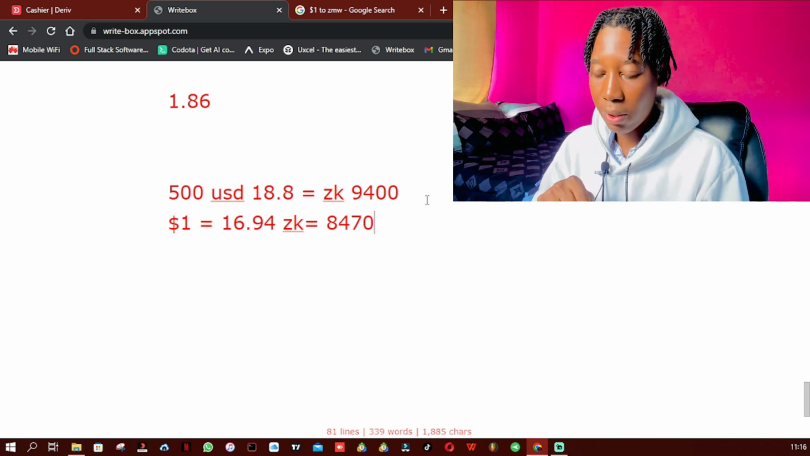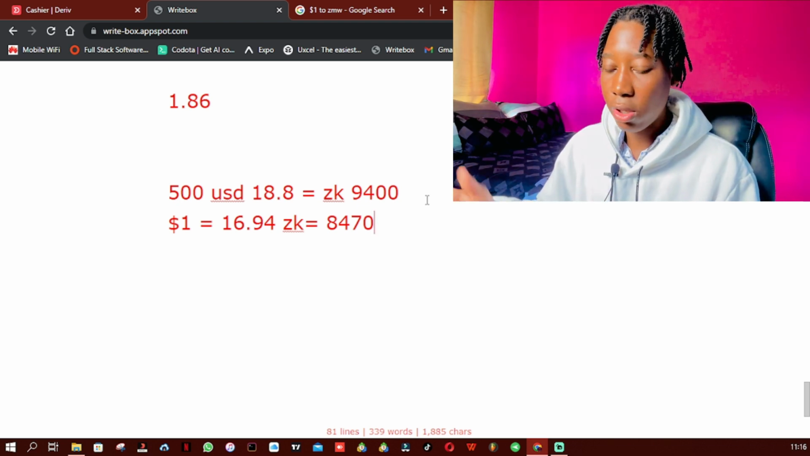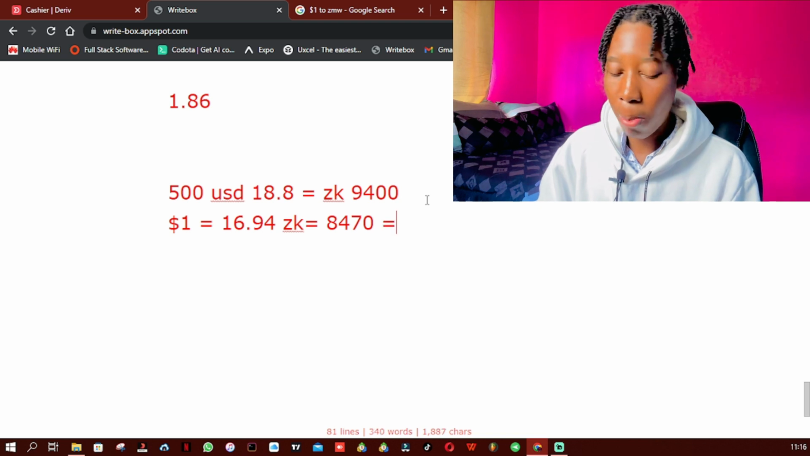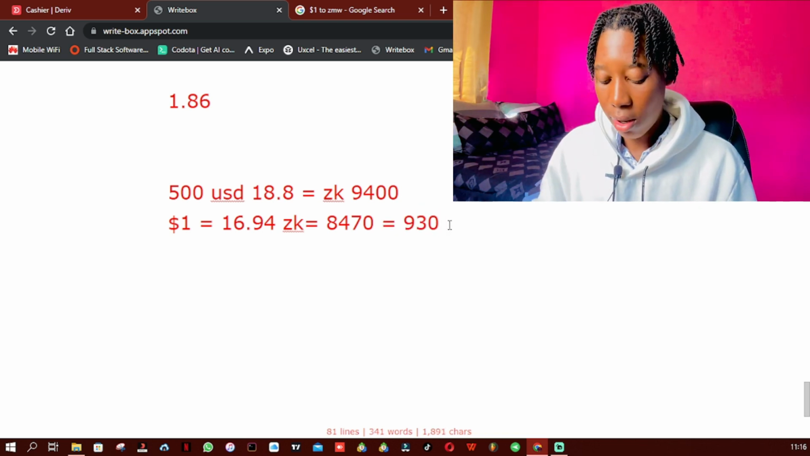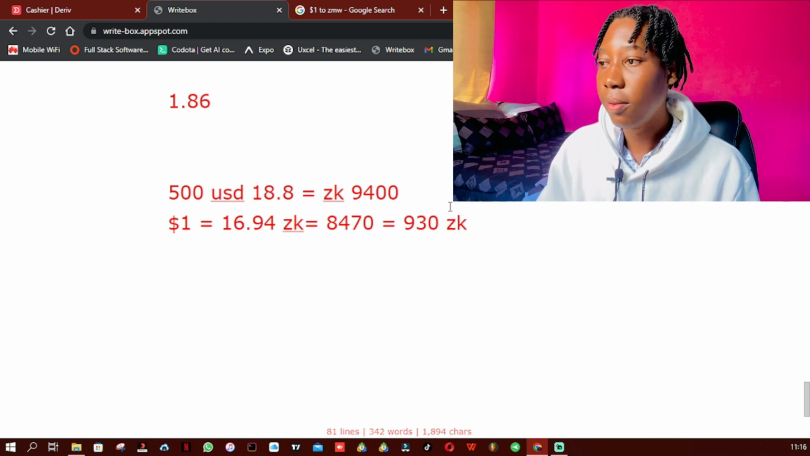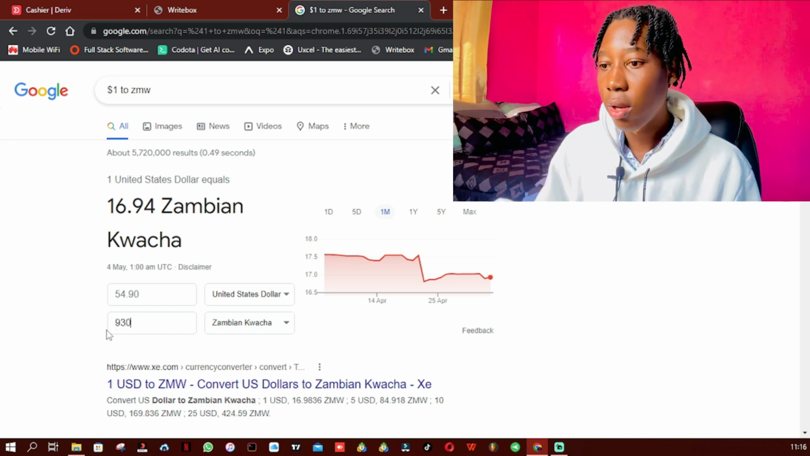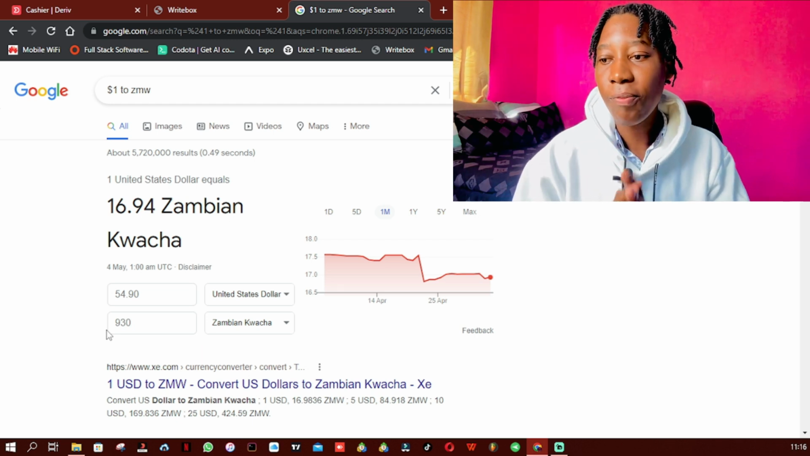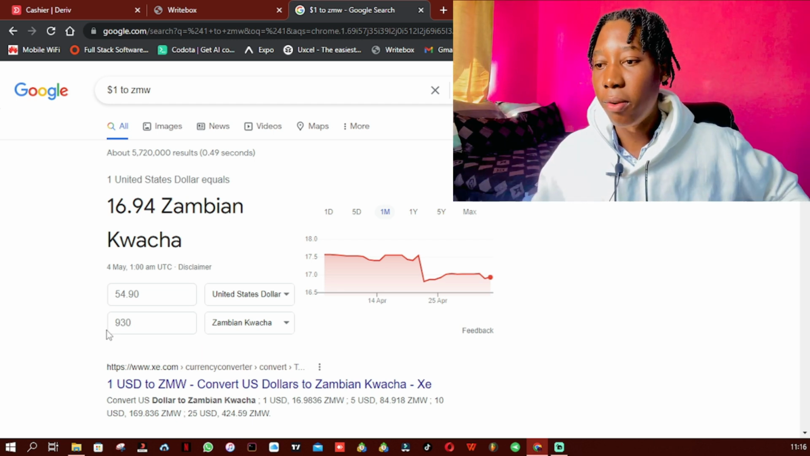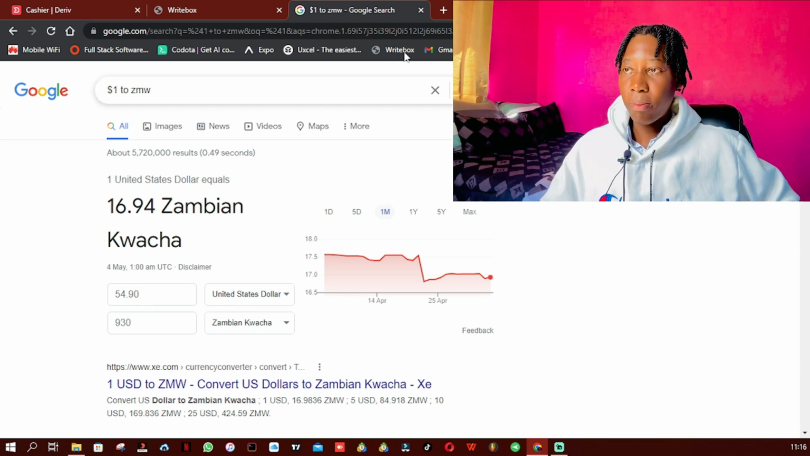So 9400 minus 8470, it's going to make a profit of about 930. So how much is 930 Zambian kwacha in dollars? He would make about $54. So as you can see, this is actually real profit. From $500 you make about $54 profit.